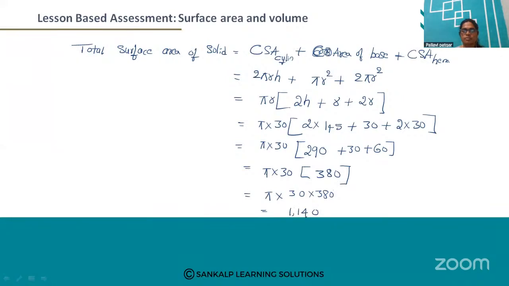So this is equal to 11,400 pi centimeter square. Okay. So this is the total surface area of the solid. The total surface area of the solid is 11,400 pi centimeter square.